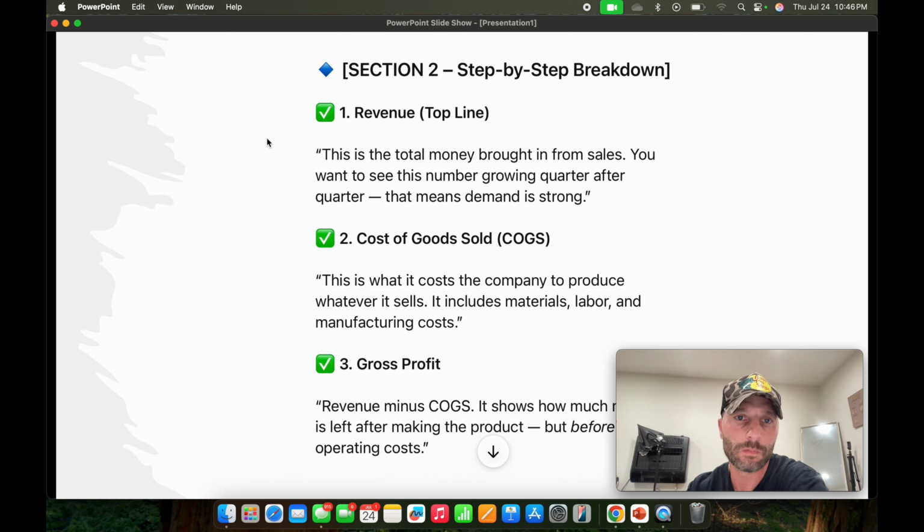Keep it moving. Section 2, step-by-step breakdown. All right, guys, you've been hearing this one a lot here lately, drilling this into your head. This is the top line.